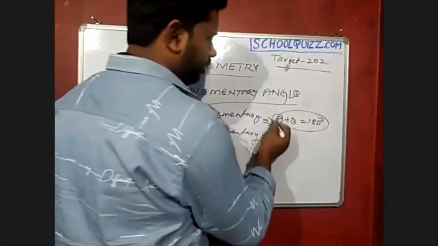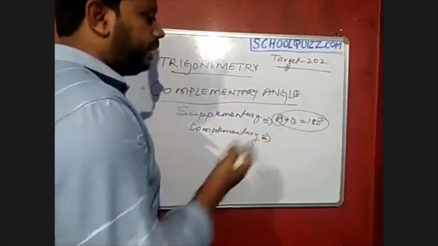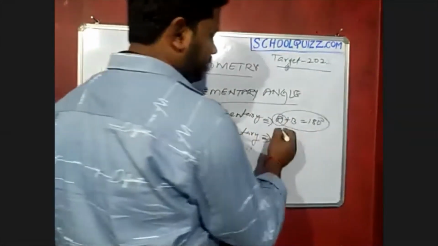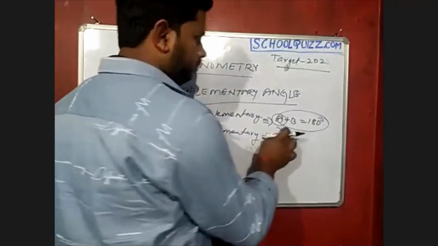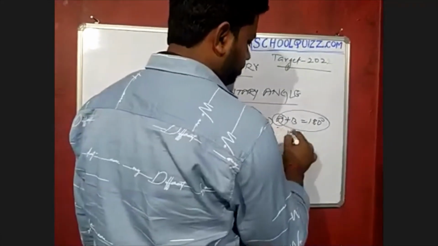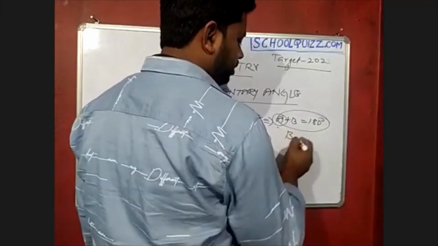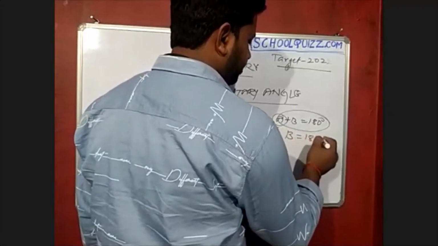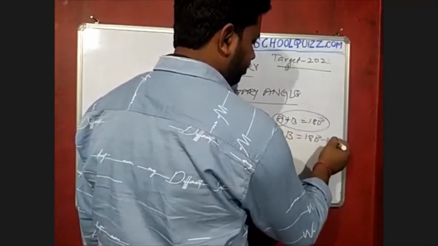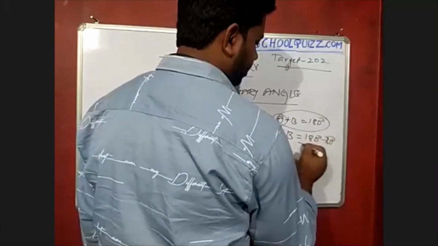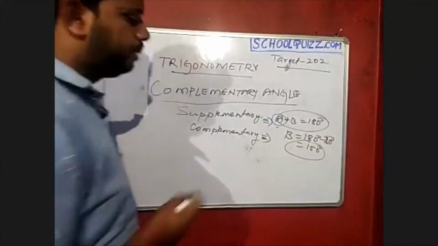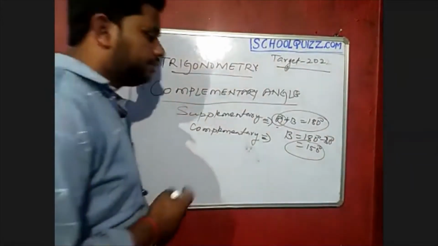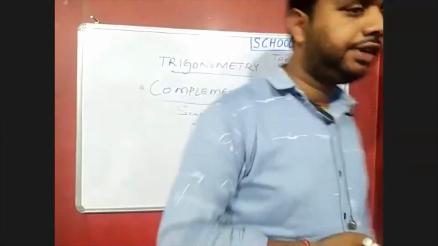Suppose we know one angle, angle A is 30 degrees. What is the supplementary of angle A? Suppose it is B. We can calculate it by subtracting A from 180 degrees, so the supplementary of angle A is B, and that equals 150 degrees.